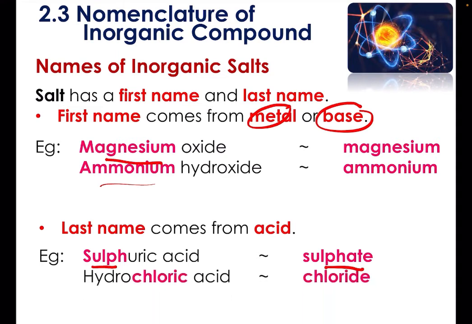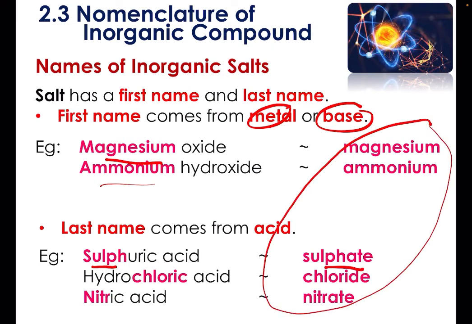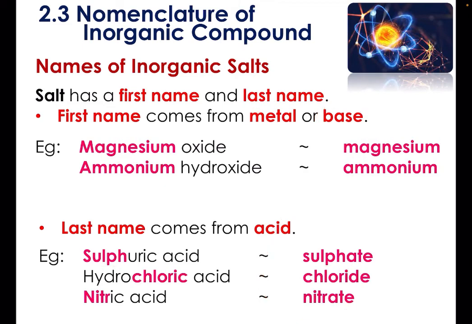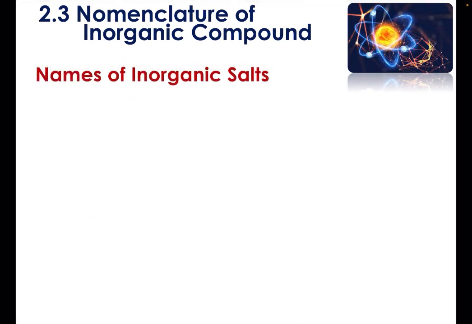And then saya akan jadikan contoh lain juga. Saya ada hydrochloric acid, so it's gonna be chloride. And also nitric acid is going to be nitrate. So perkataan inilah yang kita akan gabungkan untuk membentuk nama salt. Okay, let's go for example to know best about this.